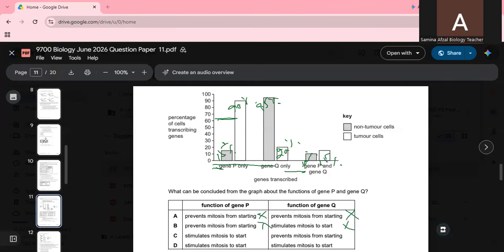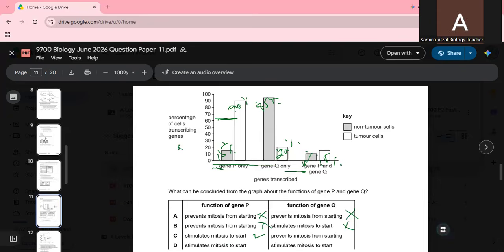Stimulates mitosis to start, as a function of gene P. You can see the highest percentage of cells transcribing the gene, which means it stimulates mitosis to start. You know that during mitosis the cell starts dividing, so this is correct for the function of gene P. And now for the function of gene Q, you can see that the non-tumor cell percentage is 95%.